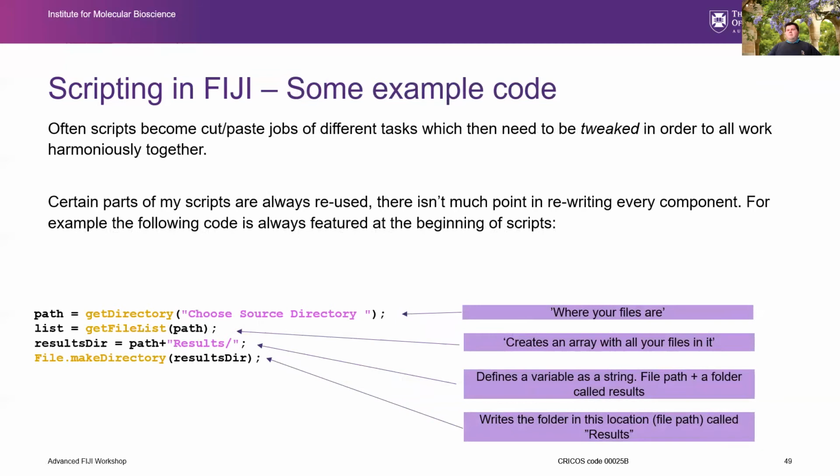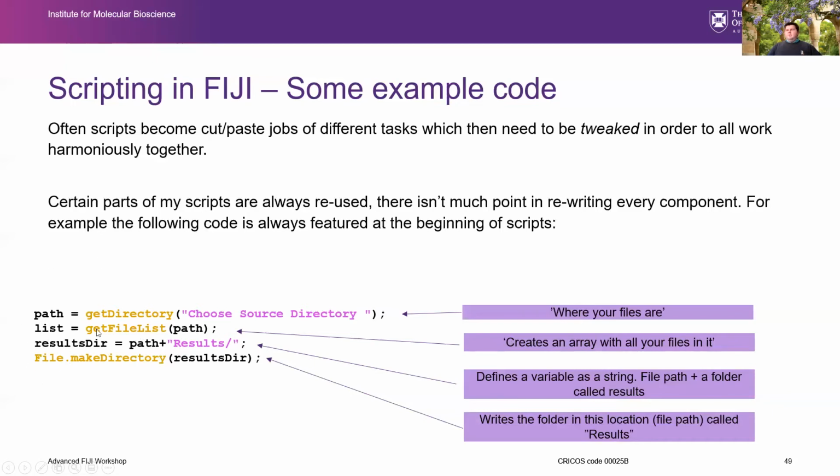There isn't much point in rewriting every component. For example, most scripts will include this at the beginning. The path is a variable that is chosen by the user. So where are the files? If you point to a folder on your desktop, then the path would be C, user, desktop, and then that folder. Then I run the command list or get file list within the path, and that's defined under the variable list. So this now creates an array with a list of all your files in it.